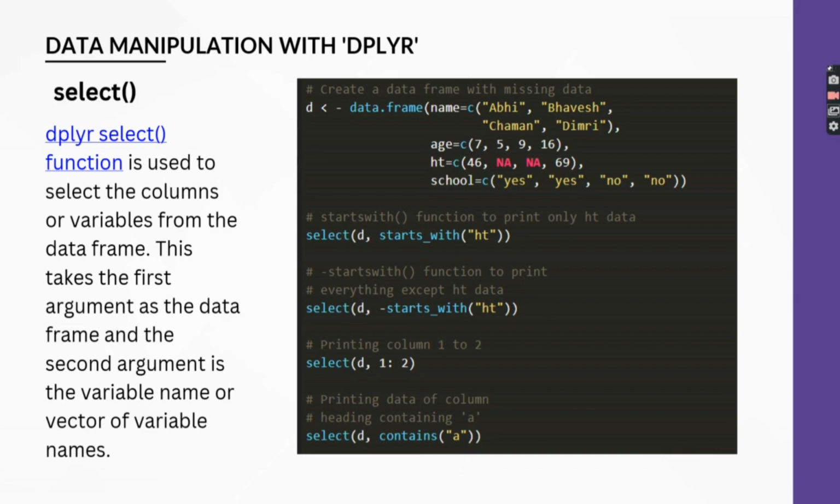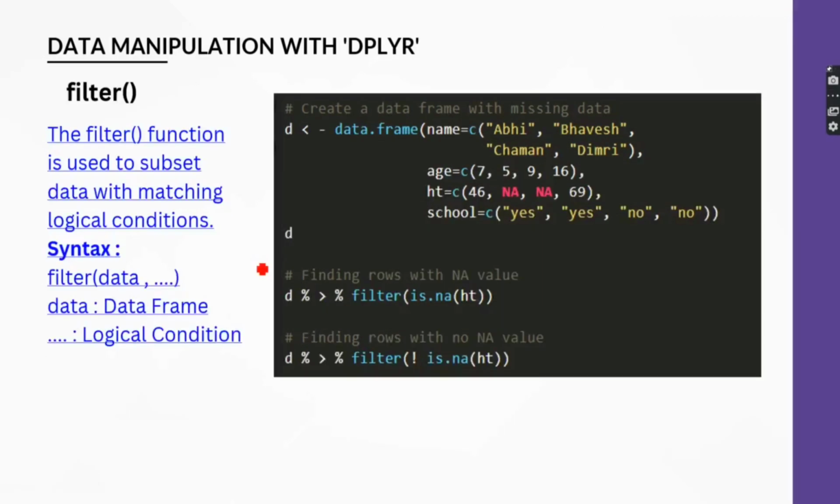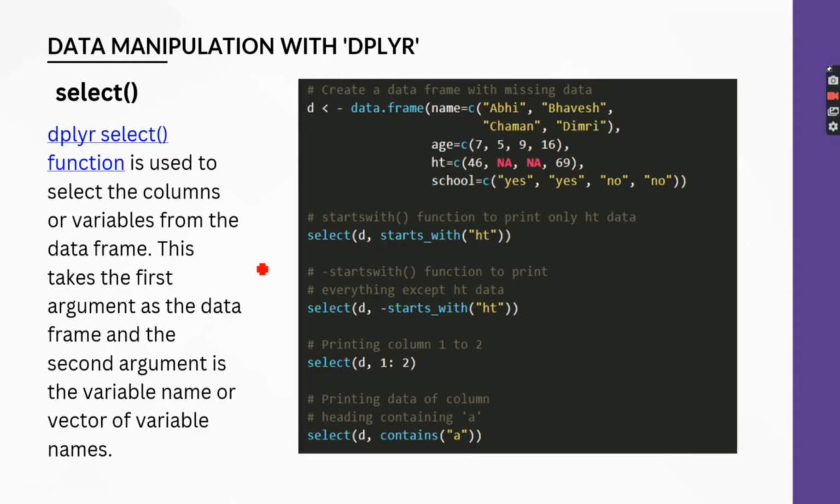Now we are going to work with a few functions that come with the dplyr package. Those functions are select, arrange, summarize, etc. So let's go with the very first one, that is select.